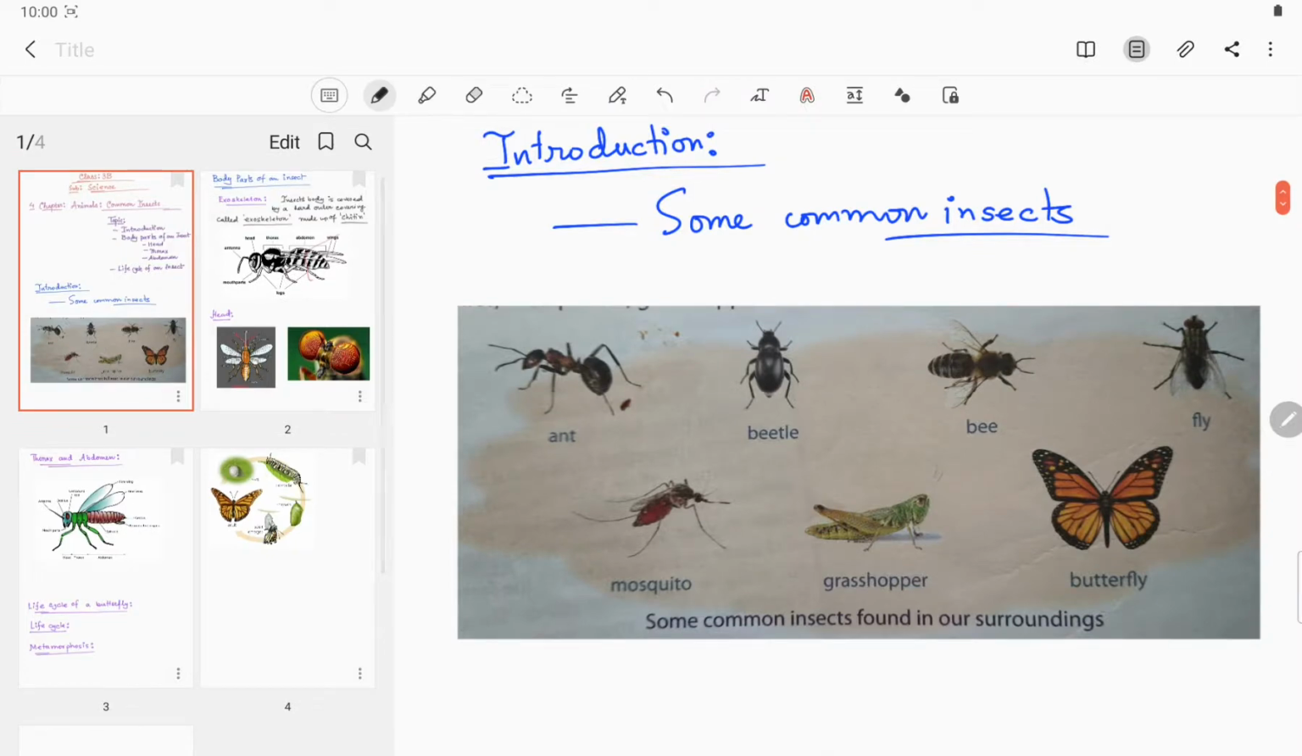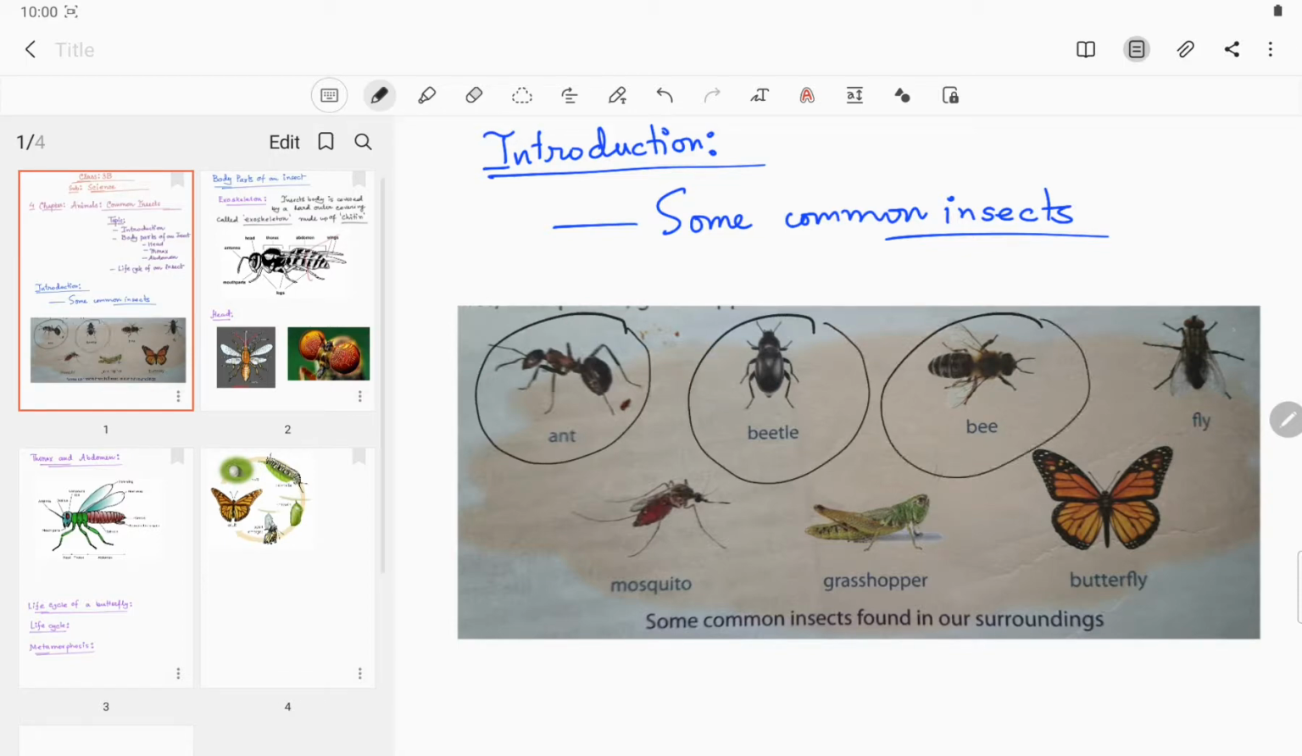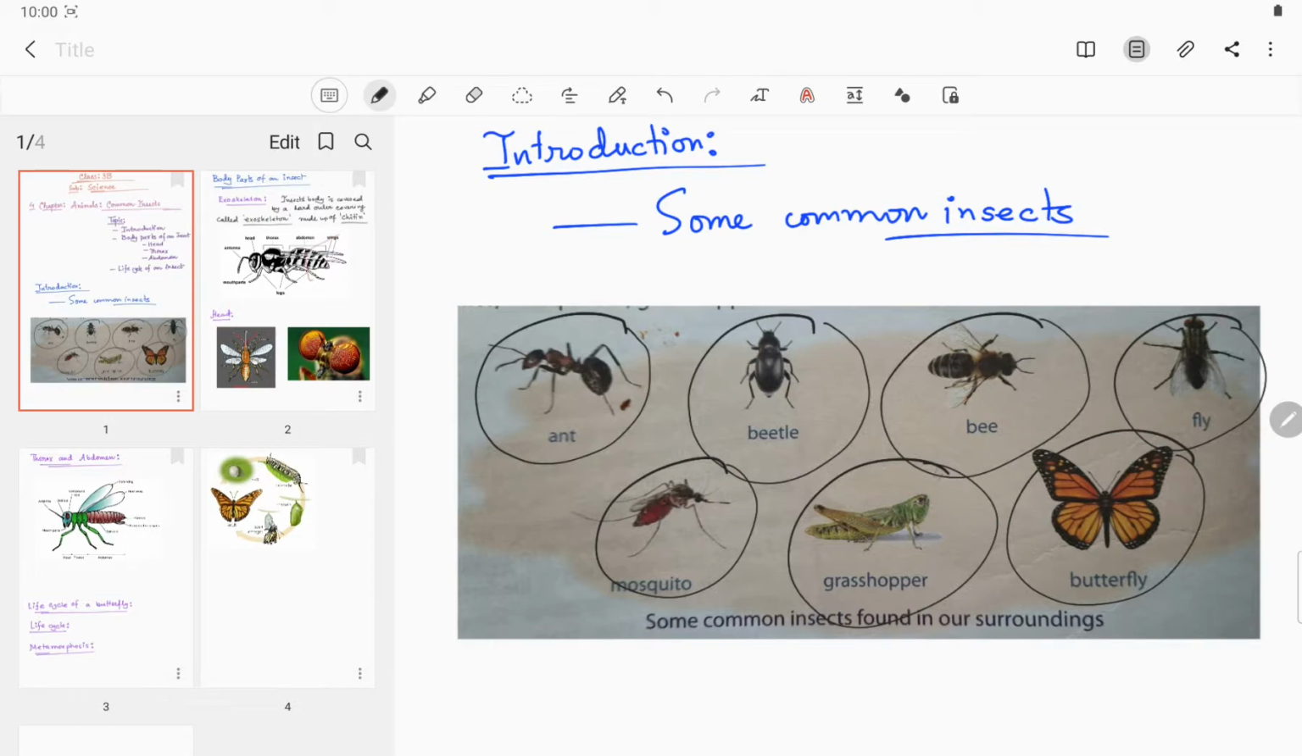You can see this is a picture which is taken from your book. You can see this is a picture of an ant, beetle, bee, fly, mosquito, grasshopper, butterfly. They are all insects and we can see them every day around us.